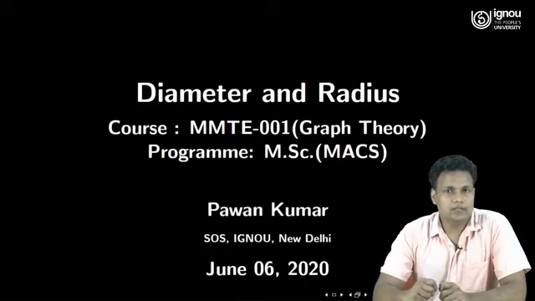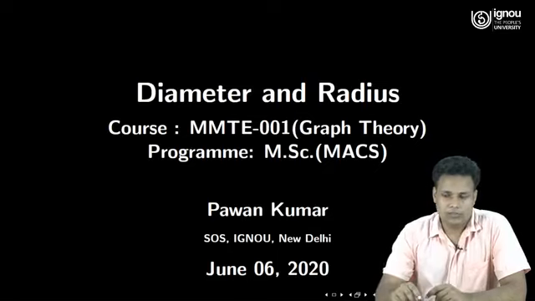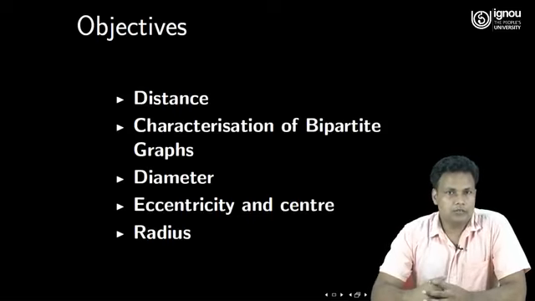So using the length we shall define the concept of distance, and then we shall use this distance concept to characterize bipartite graphs, and then we shall come back to the concept of diameter and radius, and discuss some relationship between diameter and radius. So we start with the concept of distance.